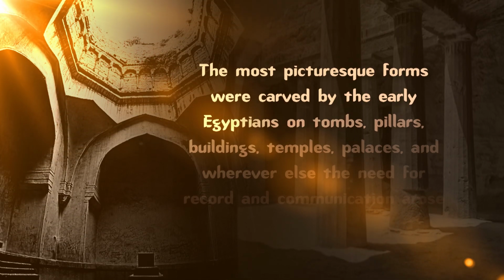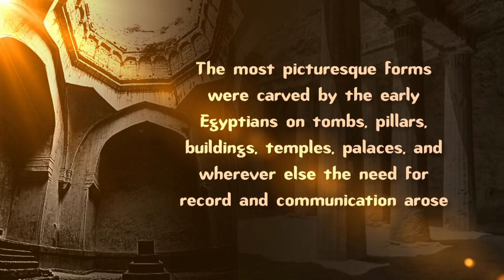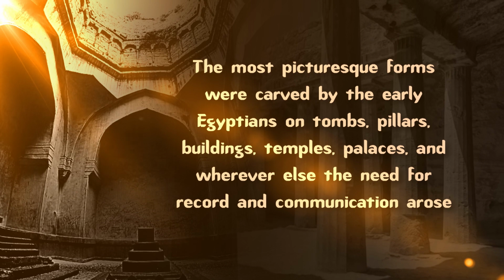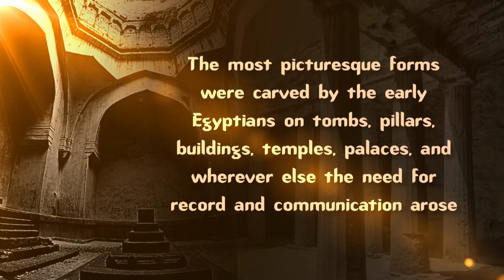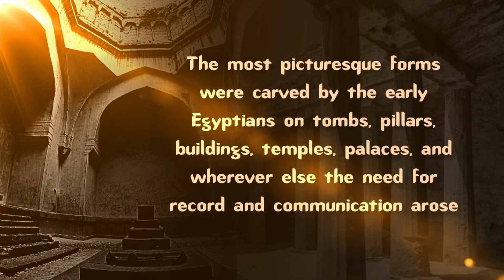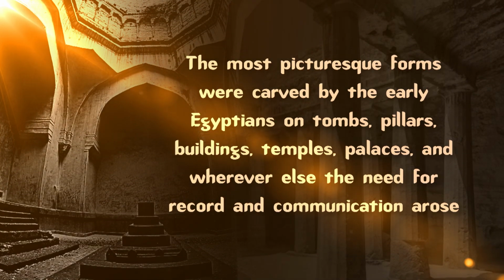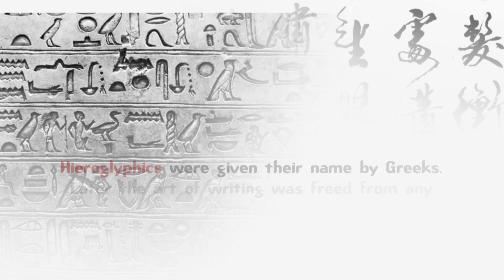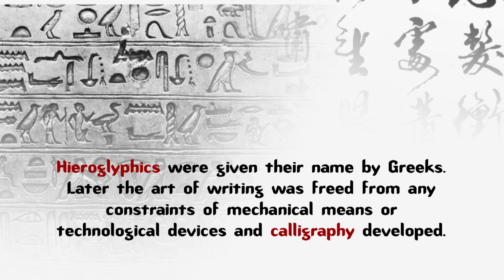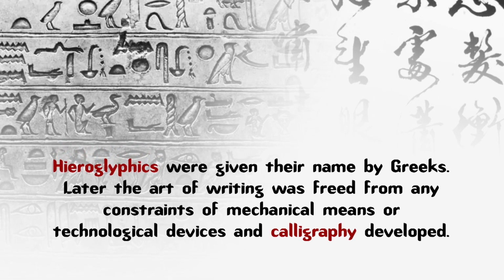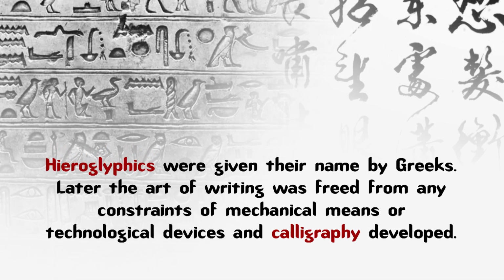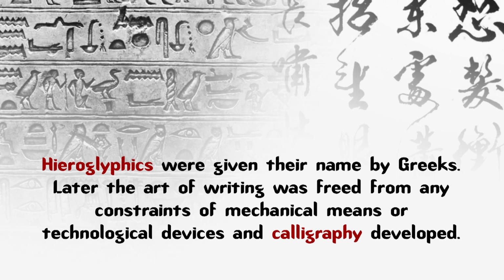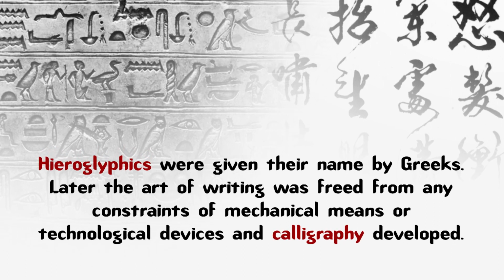The most picturesque forms were carved by the early Egyptians on tombs, pillars, buildings, temples, palaces, and wherever else the need for record and communication arose. Hieroglyphics were given their name by Greeks. Later, the art of writing was freed from any constraints of mechanical means or technological devices, and calligraphy developed.